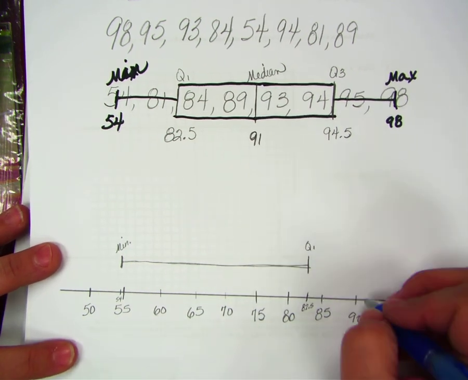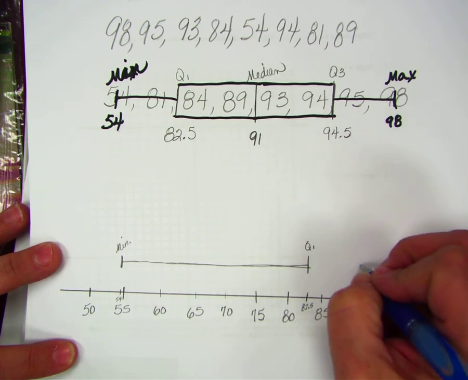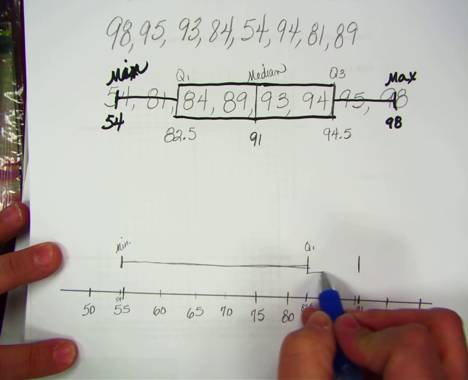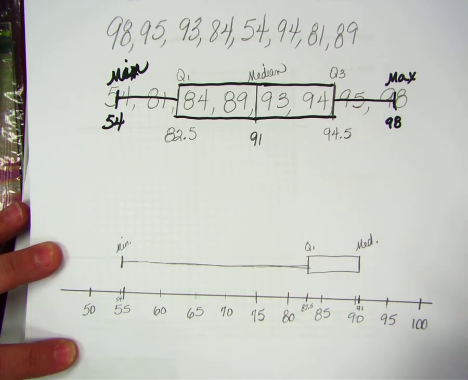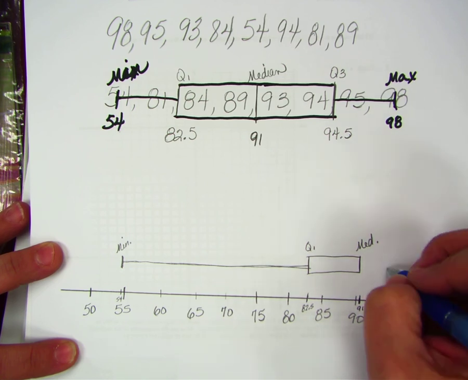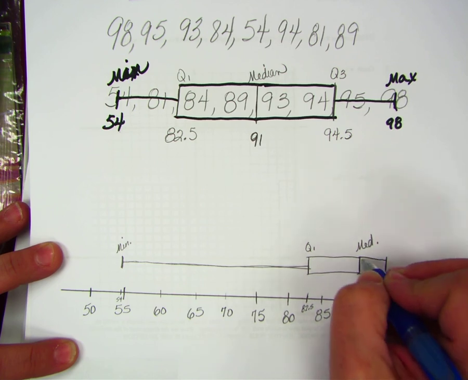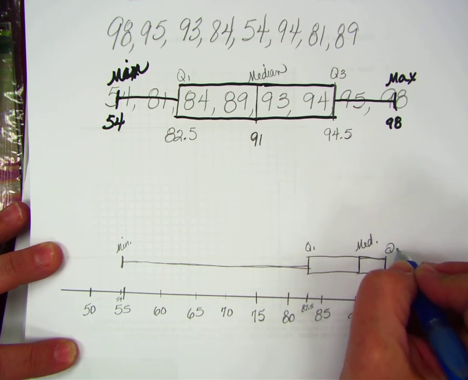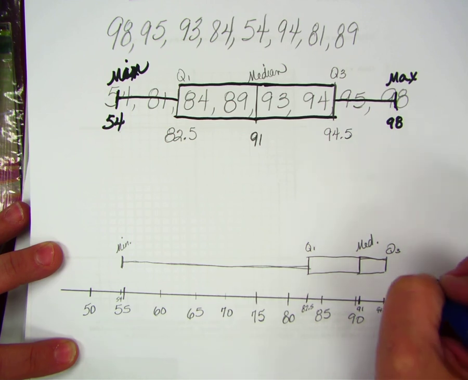My median is at 91. So 91 is about right here. My Q3 is at 94.5, which is about right here. And then my maximum is at 98, which is about right here.